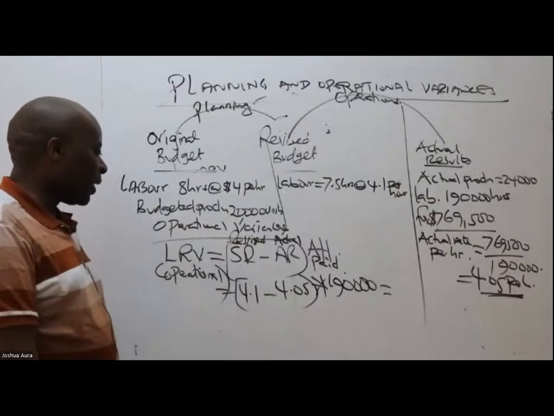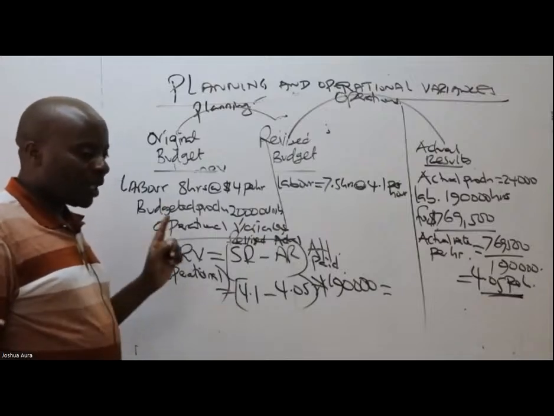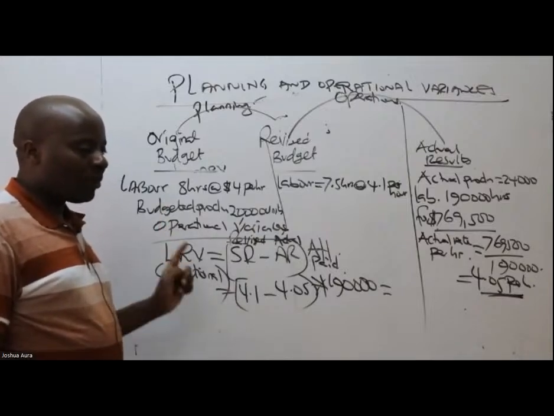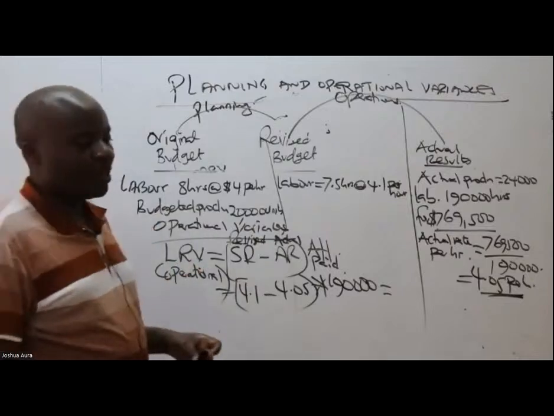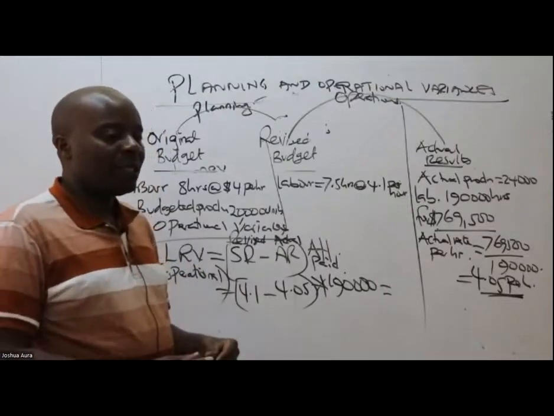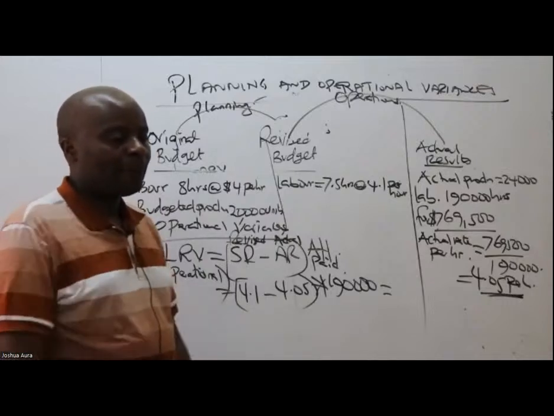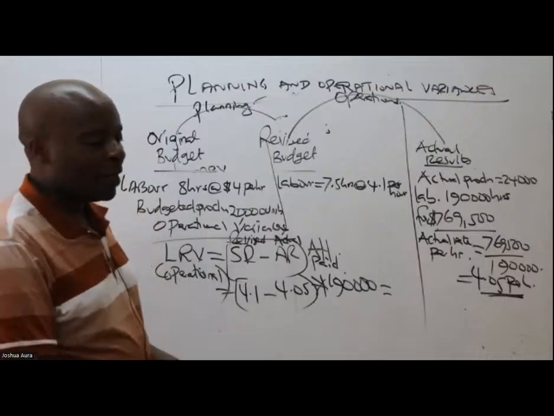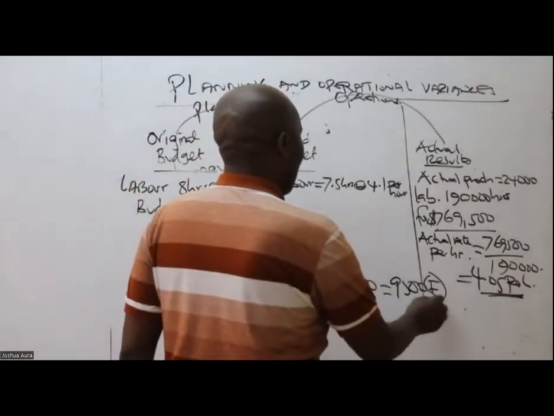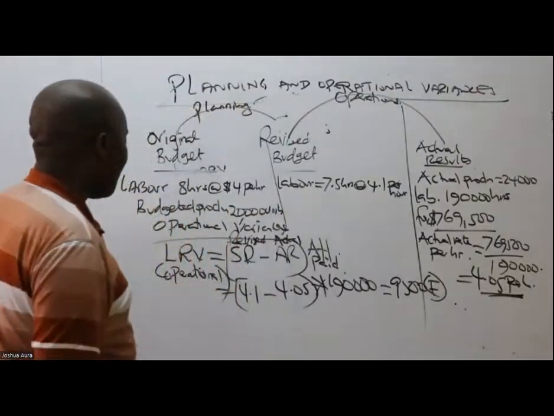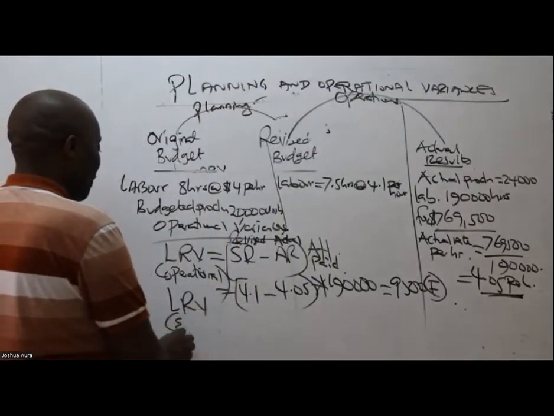So then labor rate variance, operational, will be how much? Please open brackets here, 4.1 minus 4.05, you close, times 190,000. Please give me a figure. 9,500 favorable. So according to Jamie, it's 9,500 favorable. So that is labor rate variance operational. From there, we have labor efficiency variance.